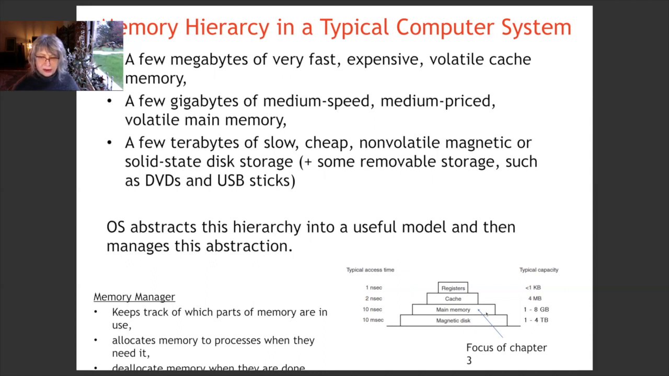So here, as it is shown, we have registers. The access time is 1 nanosecond and the size is typically less than 1 kilobyte. Then we have cache memory, then main memory and magnetic disk. And here the access times and the sizes are written.